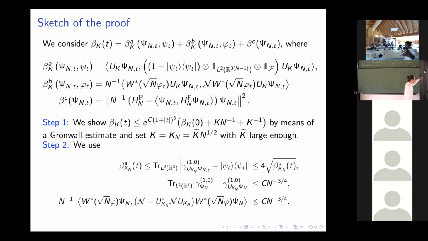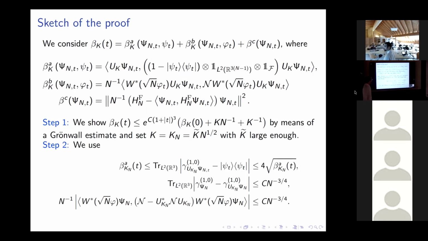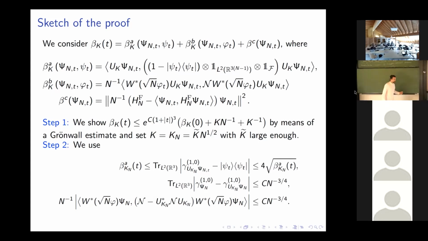And now, for our second statement, we have to relate this functional to the reduced density matrices and the fluctuations of the coherent state. There one can first use a standard result to relate beta A to the one particle reduced density matrix of U_K psi_{n,t}. But the actual result was about the reduced density matrix of psi_n. But then one can use that the Gross transform converges in the limit to the identity.